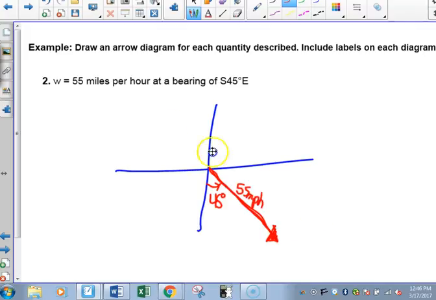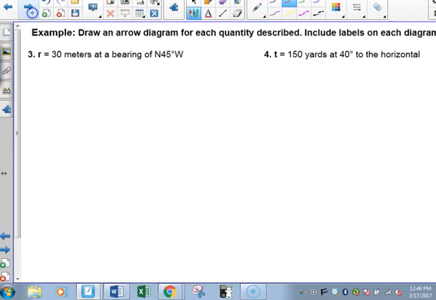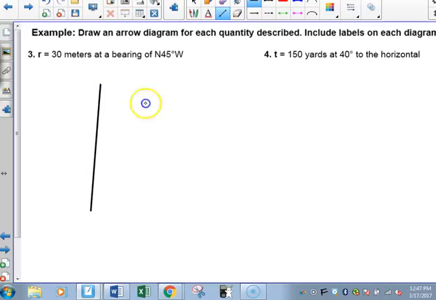So far, so good? So can you try these two? Quick sketch. I can't even use the line tool and draw a straight line.